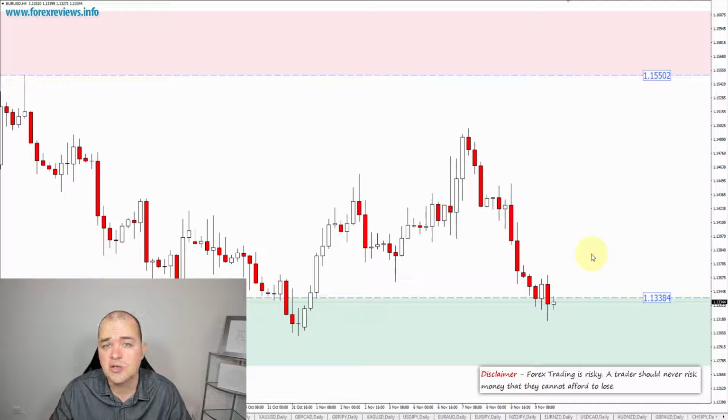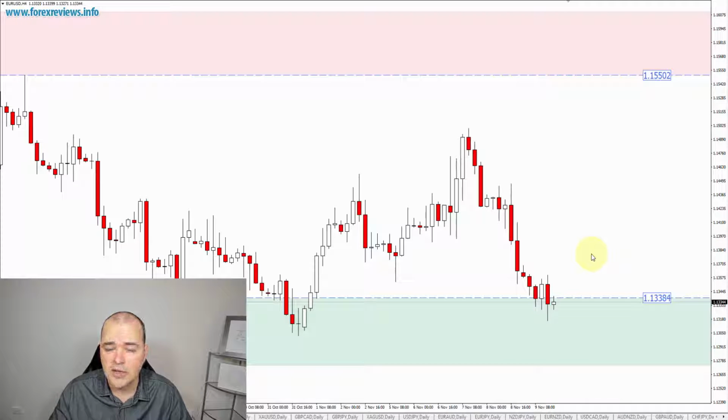The first pair I'd like to highlight this week in the review is USD, and I'm on the 4-hour chart. At the moment, USD is retesting the 113.38 zone area.